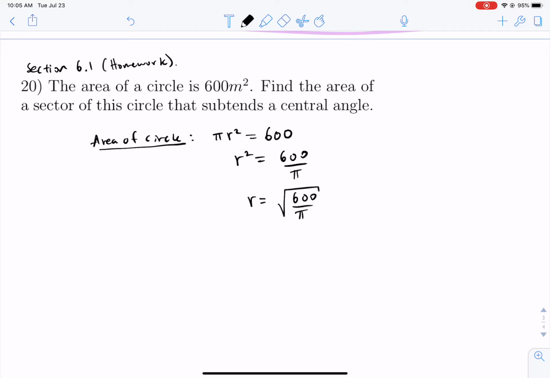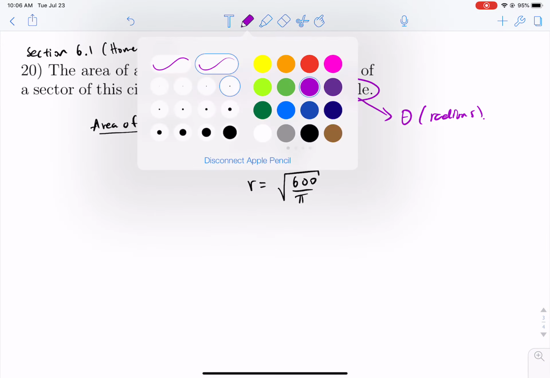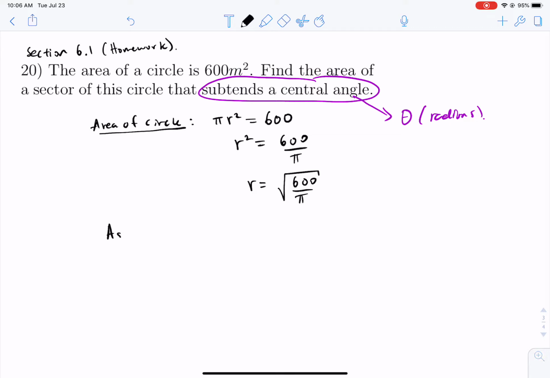Now we also have this right here: the area of a sector. Find the area of a sector of this, with any angle. It subtends a central angle, so pick any angle. Let's call this angle theta, in radians, and we have this formula for it. The area of the sector is equal to 1/2 r squared times theta, where theta is supposed to be a central angle.